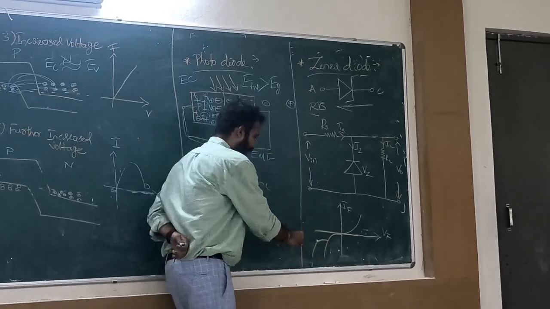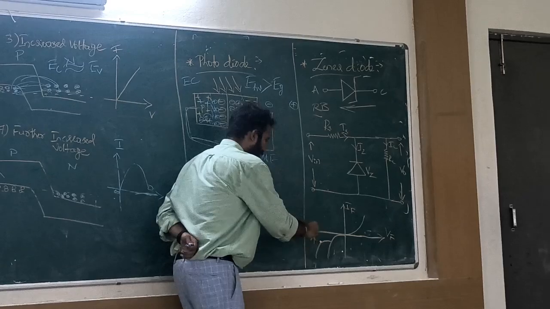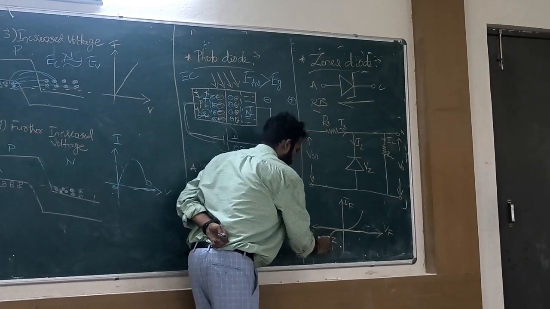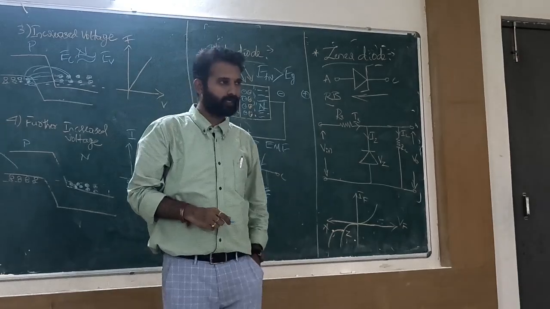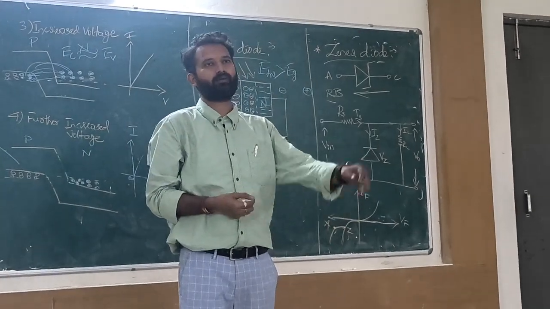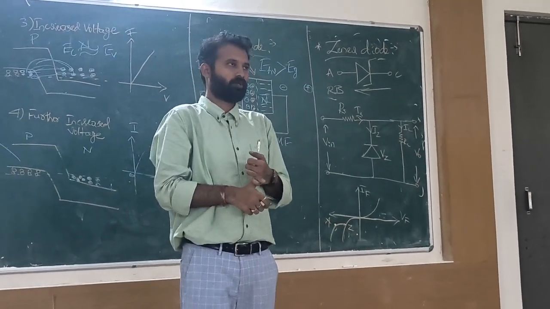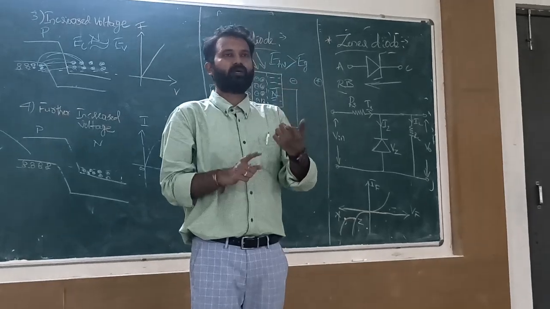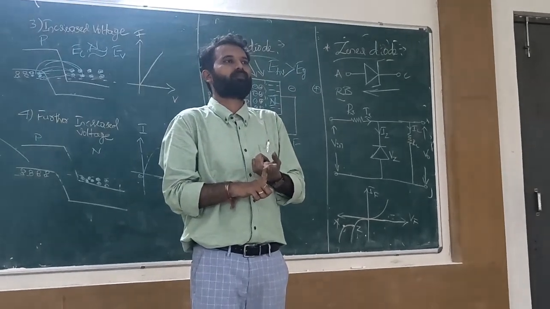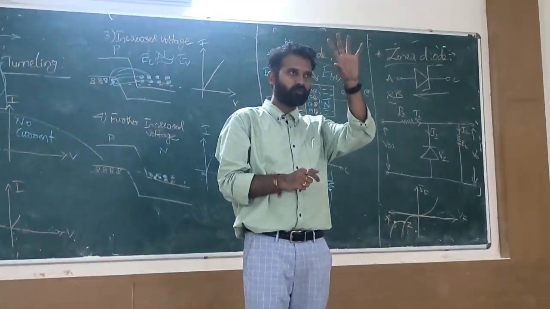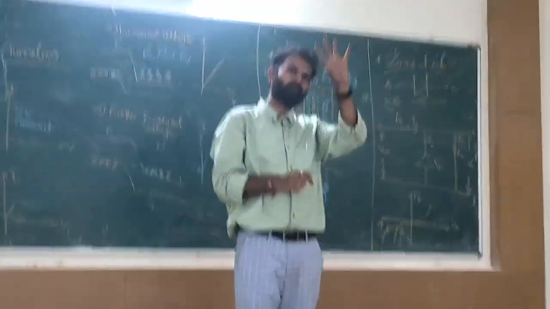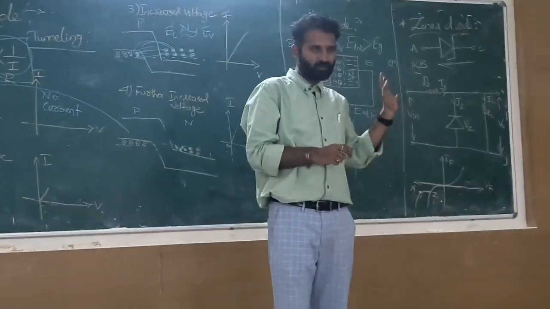One is avalanche breakdown, and the other one is Zener breakdown. It falls under these two categories. I have already explained what is meant by avalanche breakdown. I hope you have the idea of what avalanche means, what a group of electrons is, and how the breakdown occurs.